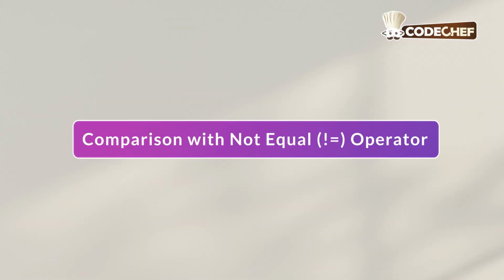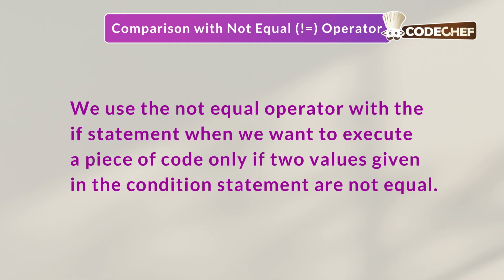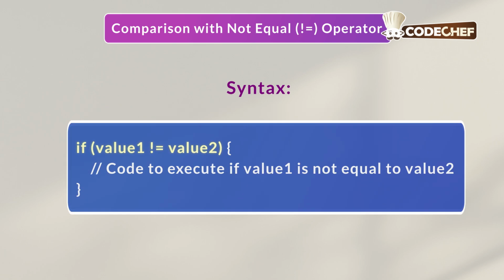Next is comparison with the not equal operator. So this works exactly opposite to the comparison with the equal operator. Here we use the not equal operator with the if statement when we want to execute a piece of code only if two values given in the condition statement are not equal. Its syntax is if, then inside the bracket the condition is value 1 not equal to value 2, and then inside the curly braces we write the code which will be executed only if this condition is true. That means only if value 1 is not equal to value 2.